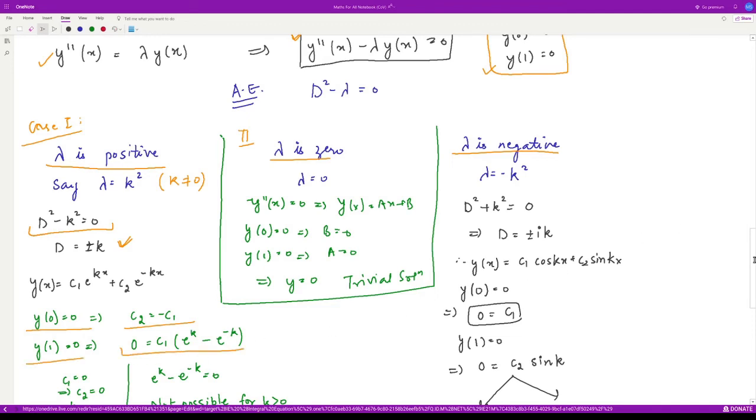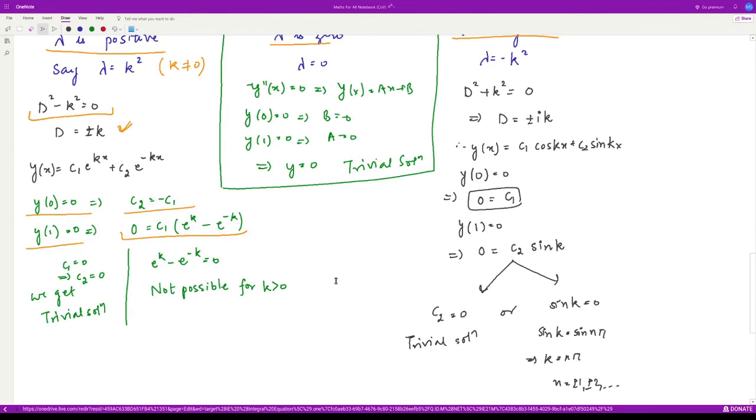Now we have two cases: either c1 is 0, or the second term, e to the power k minus e to the power minus k, is equal to 0. If c1 is 0, c2 is 0, that means we obtain a trivial solution where y of x becomes 0, and we are not interested in this solution. Moreover, if this is not the case, then this should be 0. But this is also not possible because this is 0 only when k is 0, but we have assumed k to be non-zero. So this case is not possible. So we do not obtain any non-trivial solution when lambda is positive.